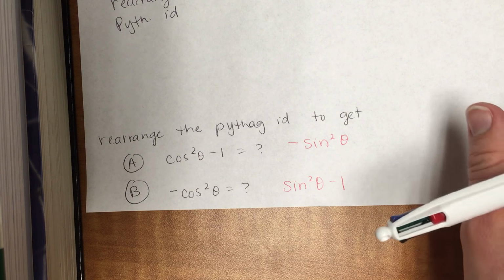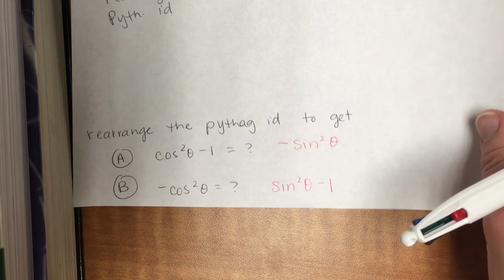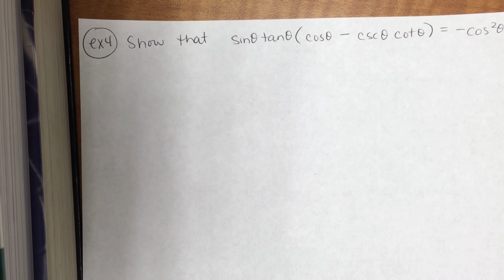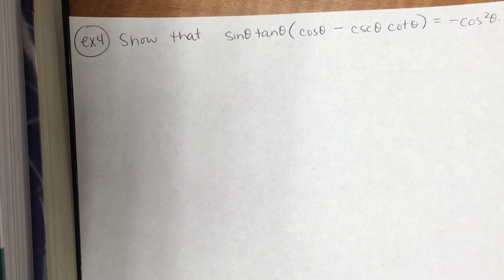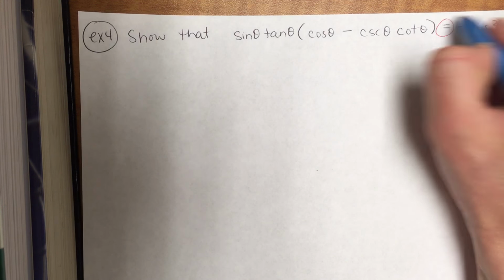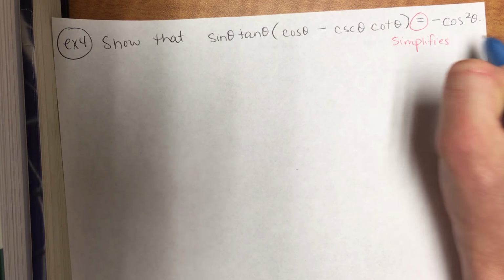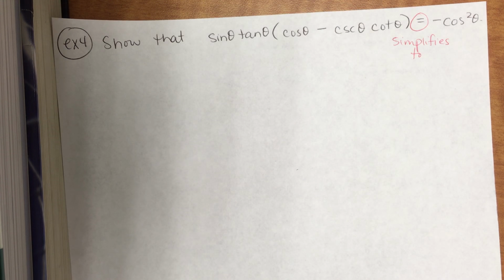So that's important because we're going to use the rearranged Pythagorean identity on this next example. So show that sine theta tan theta times cosine theta minus cosecant theta times cotangent theta, all of that, equals or simplifies to negative cosine squared theta.